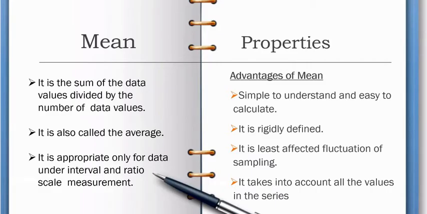And this mean is appropriate only for data under interval and ratio scale of measurement, okay? So go back to that. So it cannot be used for nominal data, okay? So advantages of the mean, of course, it's simple to understand and easy to calculate. Although the other two can also be easily calculated. It's least affected by fluctuation of sampling, and it takes into account all the values in the series, meaning to say, when we compute the mean, we have to involve every value in a given distribution.